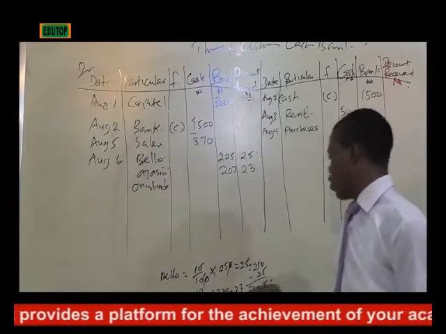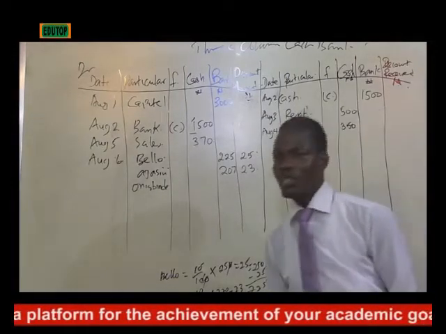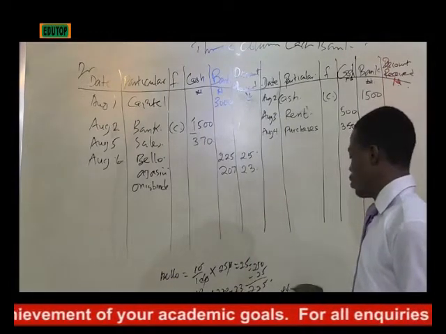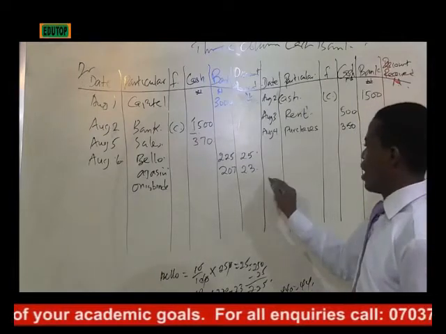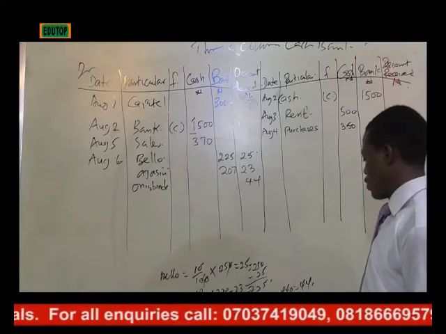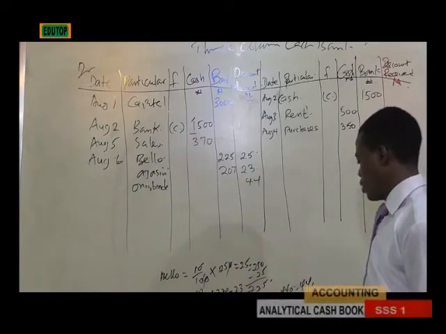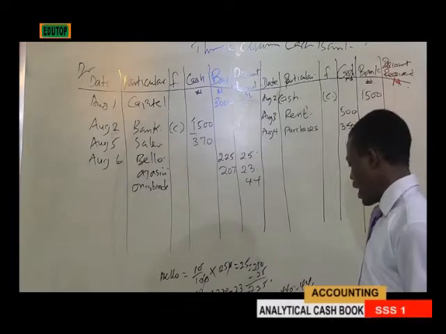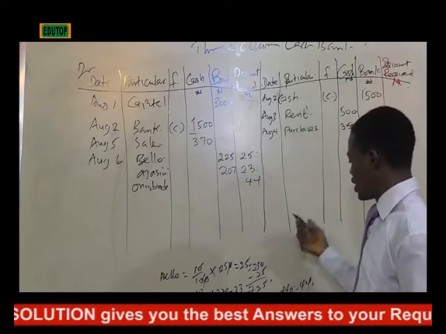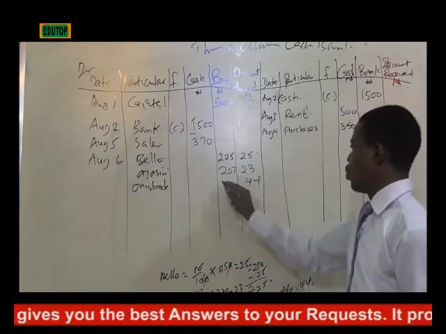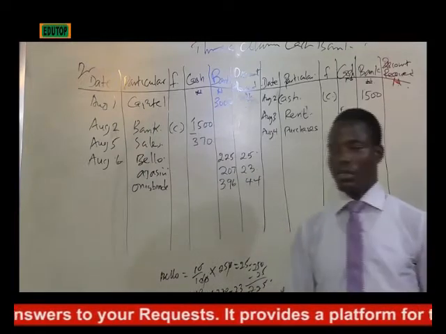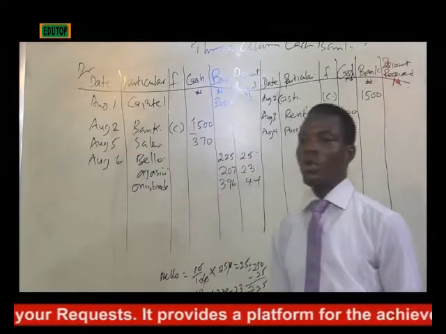Now the last, which is Onigbinde. Onigbinde also is expected to pay 440, but 10% discount is given to him. So 10% of 440 is 44. So 440 minus 44, that is 396. So he's not supposed to pay 440 again. Discount of 44 has been given. So Onigbinde will pay 396. So that is how it goes.